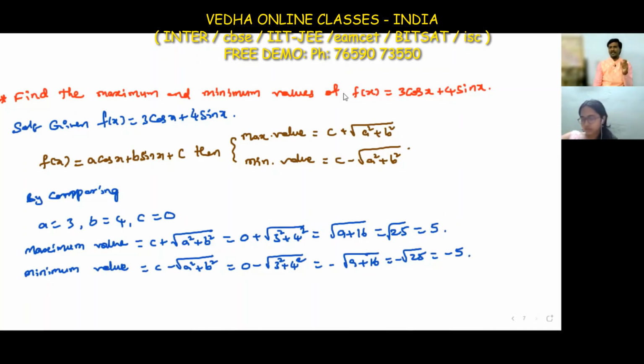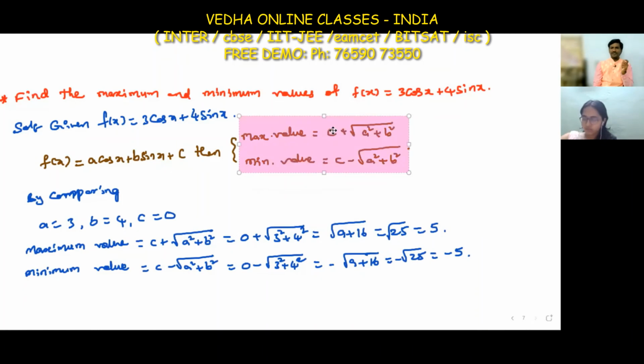Sometimes you will be asked for the range. If you are asked the range, we write minimum value comma maximum value in the closed brackets. Here the important formula is c plus root of a square plus b square and c minus root of a square plus b square.